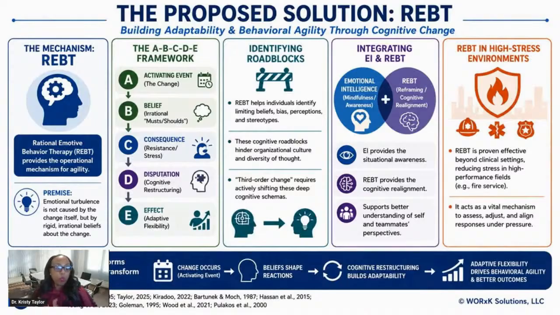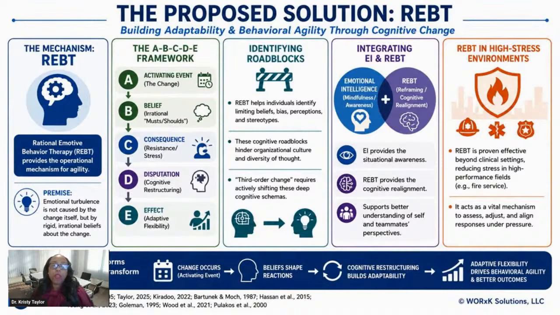So one of the most well-known cognitive approaches is going to be REBT, rational emotive behavior therapeutic approaches. I say therapeutic because I'm not a licensed clinical therapist, so we take the techniques and then we're using them to help equip employees, right? So REBT serves as an operational mechanism for building adaptability and behavior agility, especially from a coaching standpoint.